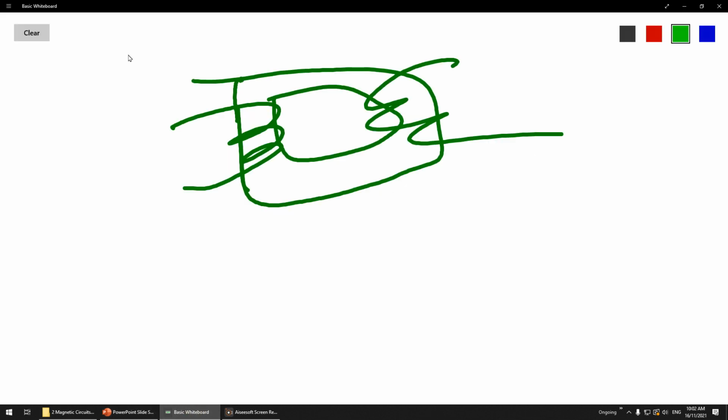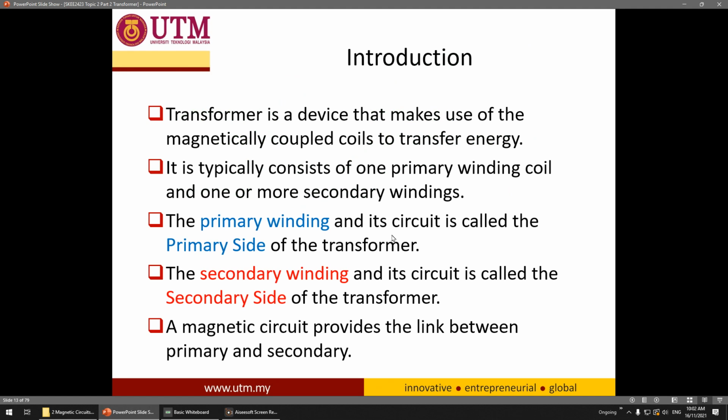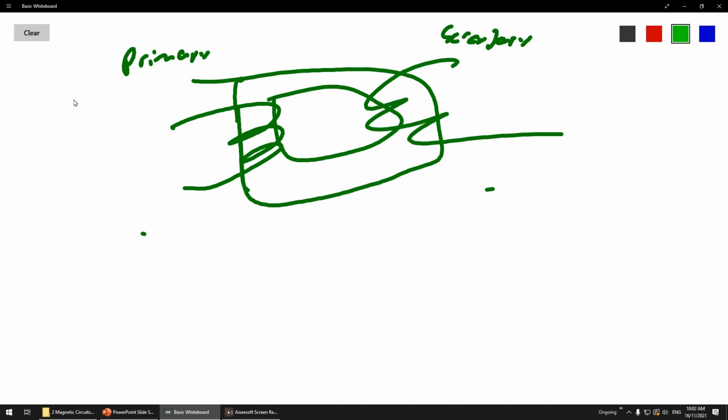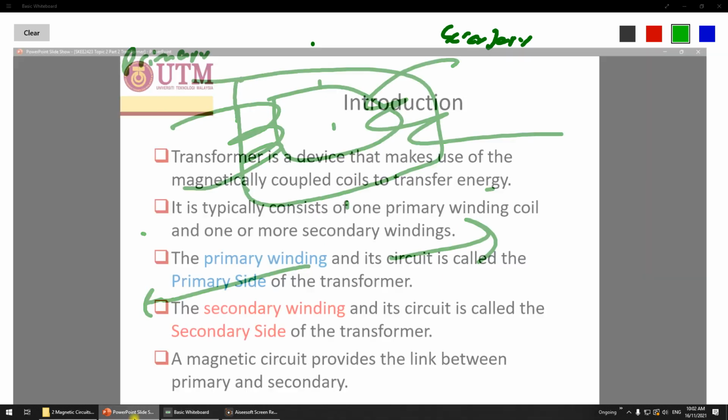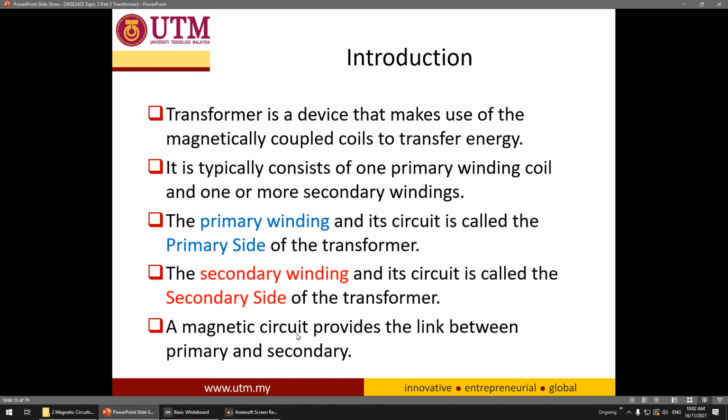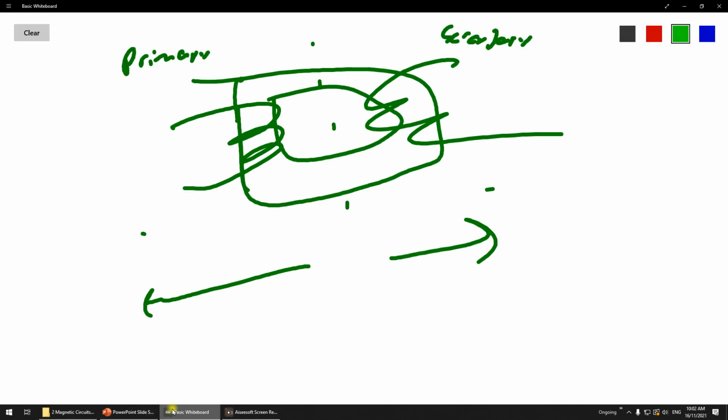So usually the left side is the primary and the right side is the secondary. So make sure you use the same standard for primary and secondary. Okay, the circuit of the primary winding is called the primary side. So this is the primary winding, this is the primary side, and this is the secondary side. Okay, so the magnetic circuit provides the link between the primary and secondary side. The magnetic circuit is basically this one. I already explained before, this is the electrical circuit, and this is the magnetic circuit, then the electrical circuit.